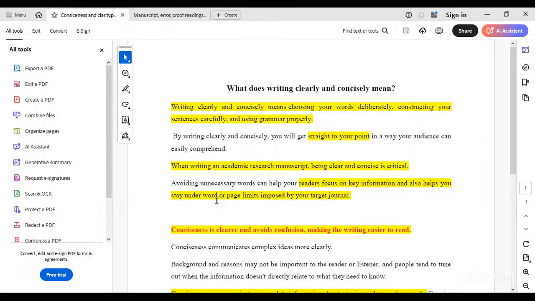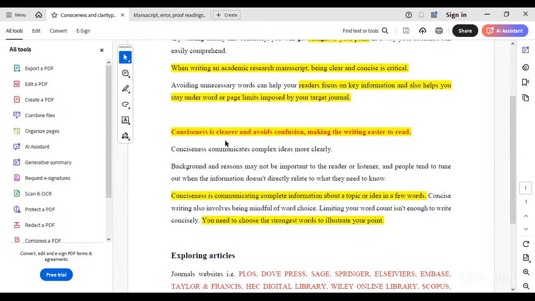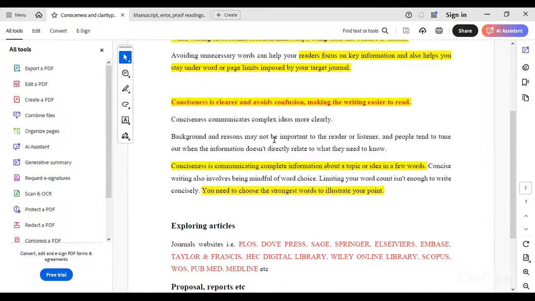That's why I'm focusing on being clear and concise. I highlighted that it helps readers focus on key information and also helps you stay under the word or page limit imposed by your target journal. Conciseness is clearer, avoids confusion, and makes the writing easier to read. Conciseness communicates complex ideas more clearly. It is communicating complete information about a topic or idea in a few words. That is the important aspect there.